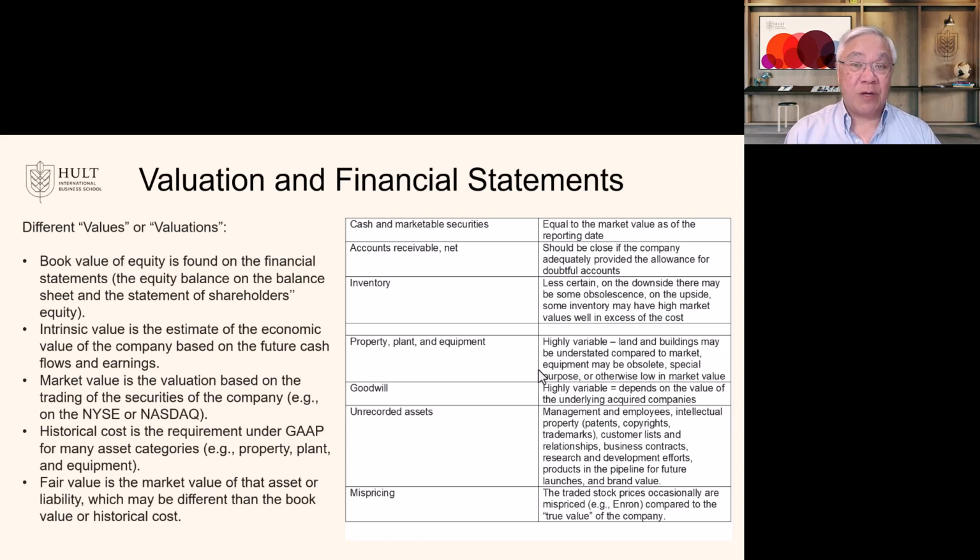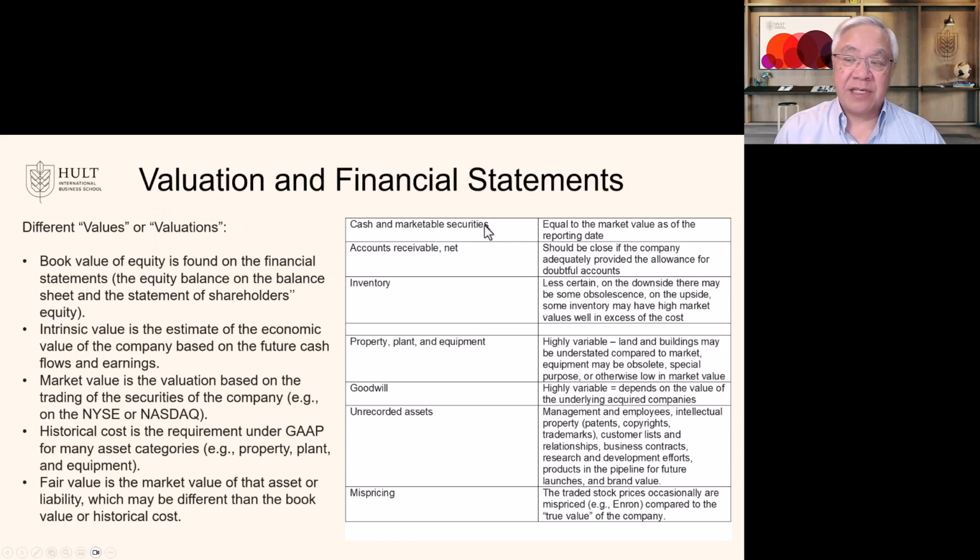Market value is what somebody would pay to buy the stock. Market value is established by the buying and selling of shares on an exchange such as New York Stock Exchange or NASDAQ. The historical cost is a requirement under GAAP for many of the assets, such as property, plant, and equipment. And fair value is the market value of an asset or liability, which may be different than the book value or historical cost. And we see that prominently when we have a purchase transaction, like an M&A, which gives rise to goodwill.